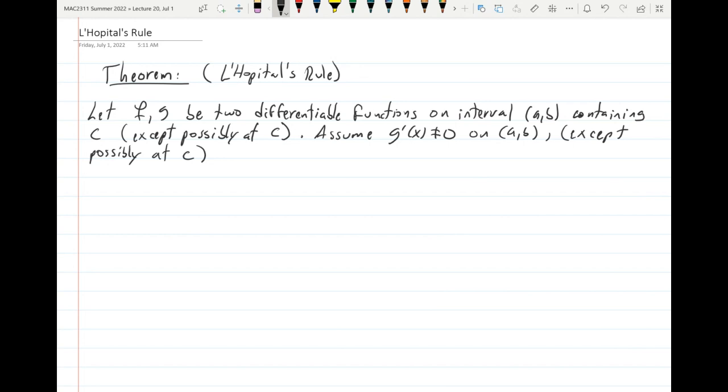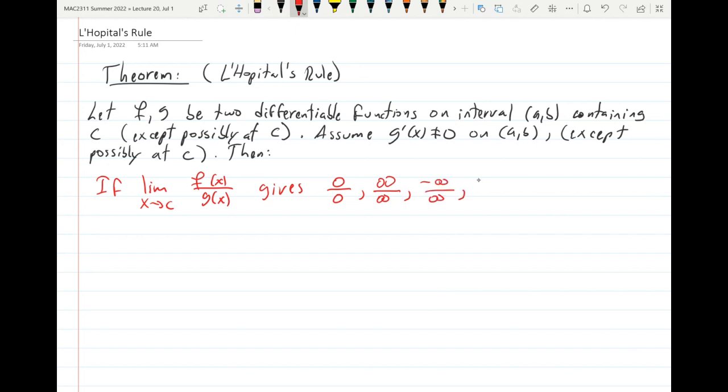So when this happens, we have the following statement. If the limit as x approaches c of f over g gives either 0 over 0 or infinity over infinity in any of its forms. So I'm gonna actually spell them all out. So infinity over infinity, then negative infinity over infinity, or negative infinity over negative infinity, or infinity over negative infinity.